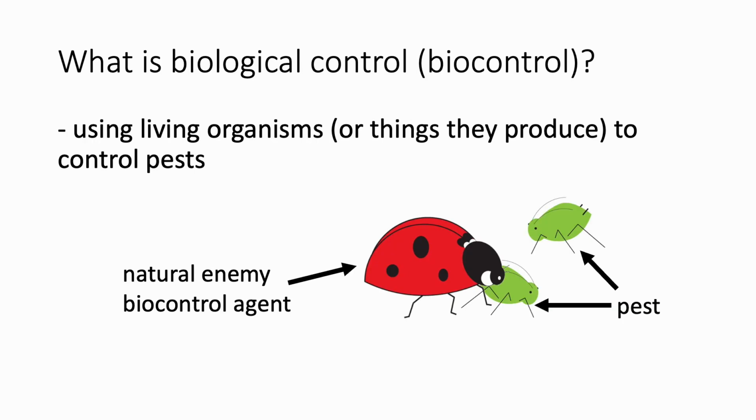The term biological control is often shortened to biocontrol, and I'll be using that shorter word throughout the rest of this course. Biocontrol is using living organisms, or the things they produce, to control pests. As I mentioned, ladybugs eating aphids is a common example of biocontrol. The aphid is the pest, and the ladybug is the biocontrol agent, or the natural enemy that eats the aphids. But biocontrol is a lot more.